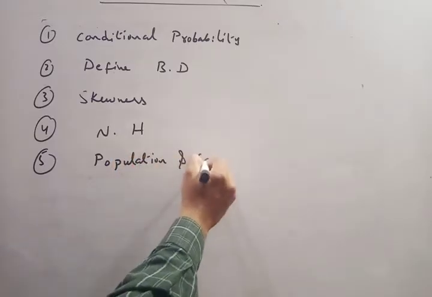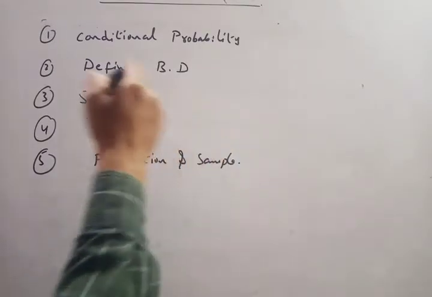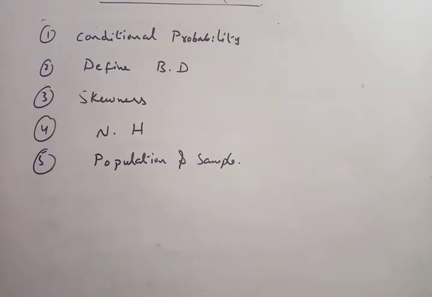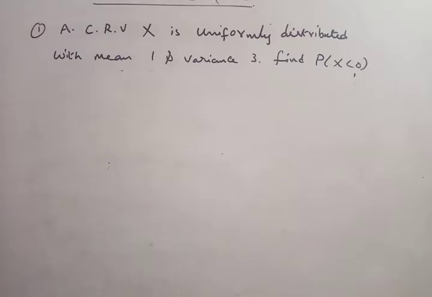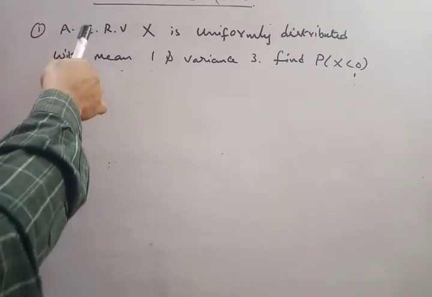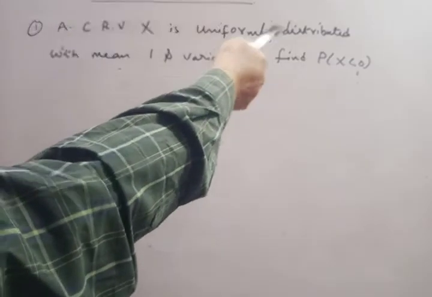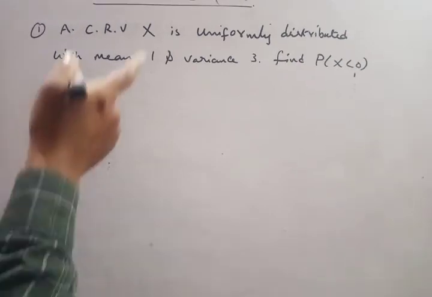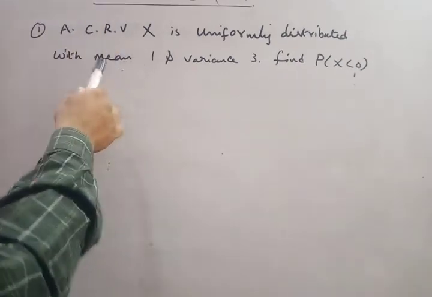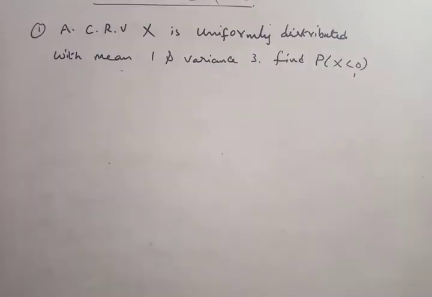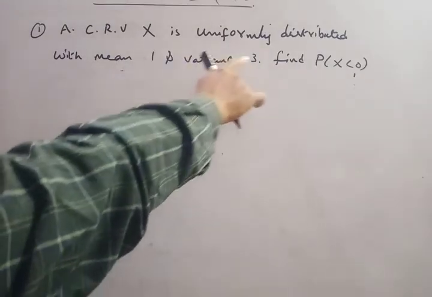Population and sample. These are the questions in one paper. Then coming to the other paper, see the next question, ma. A continuous random variable capital X is uniformly distributed. So a problem on uniform distribution he gave here, with mean 1 and variance 3.